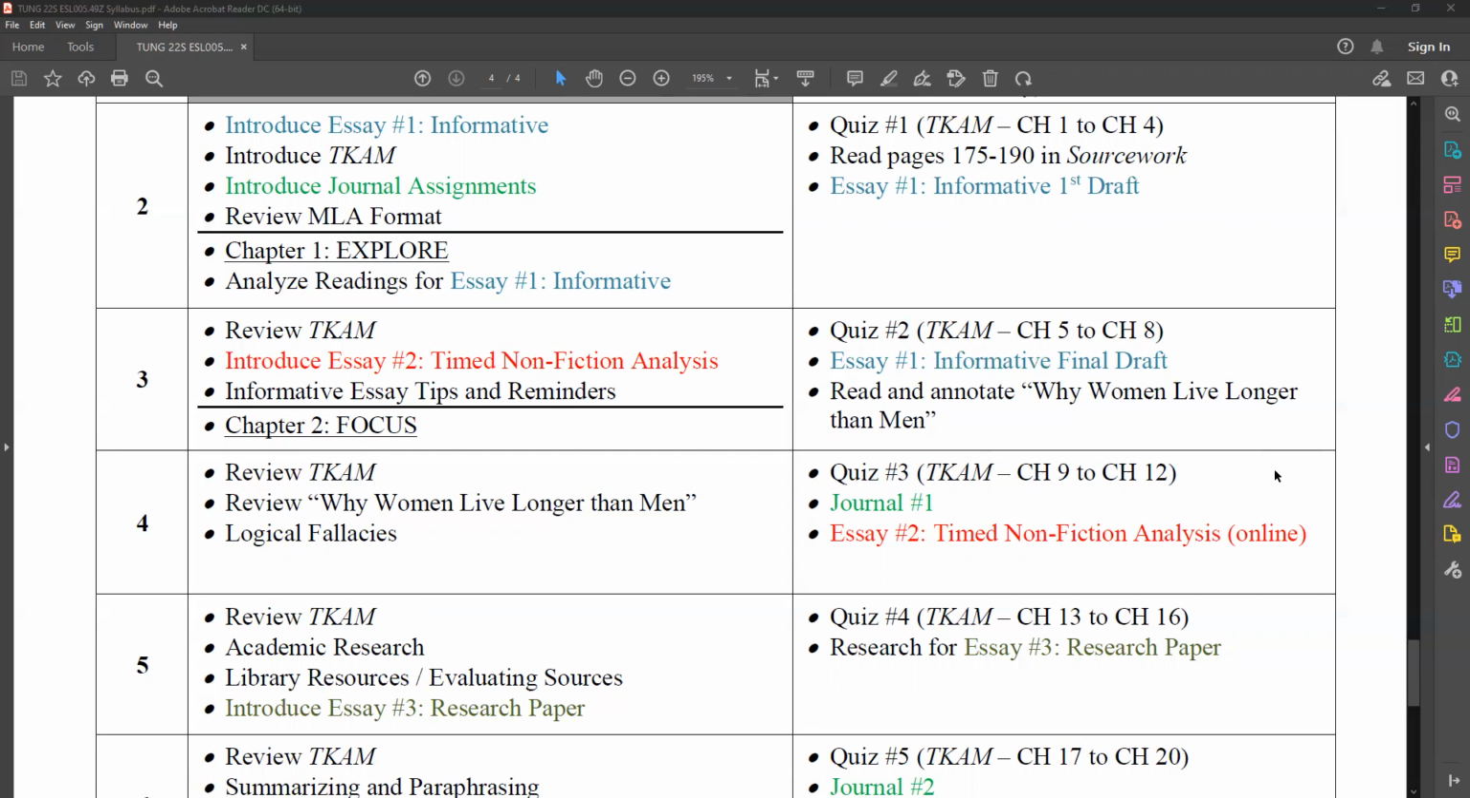At the end of week 2, we have to finish our quiz number 1. We have to read pages 175 through 190. And we also need to finish our first draft of essay number 1. Okay, so just be prepared. There's a lot of work. This is ESL 5. Okay, there's going to be a lot of reading. There's going to be a lot of writing. So please make sure to give yourself enough time to be able to complete all assignments on time, right? Otherwise, you're going to start losing points because they're late.